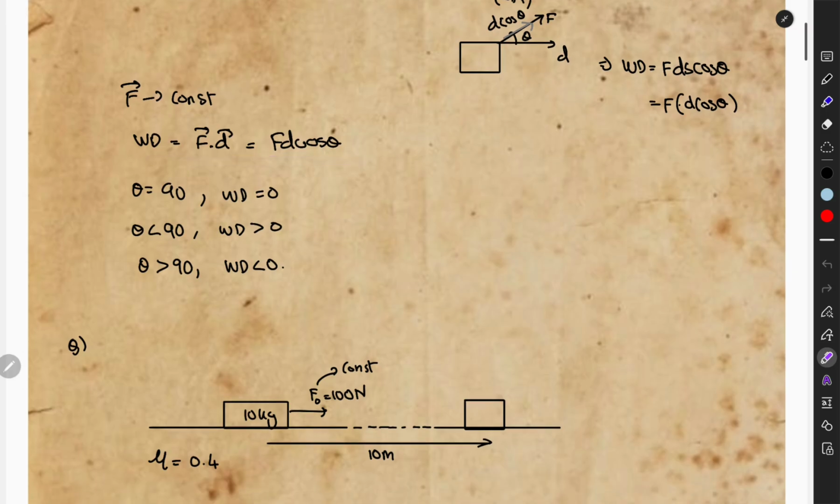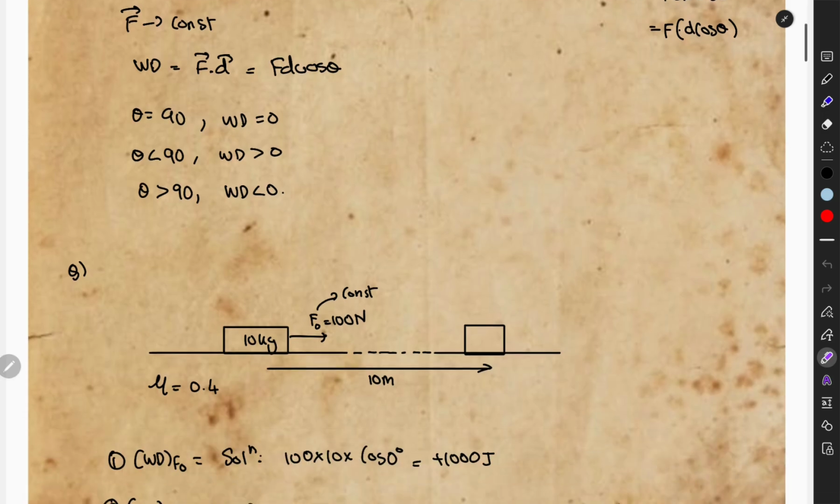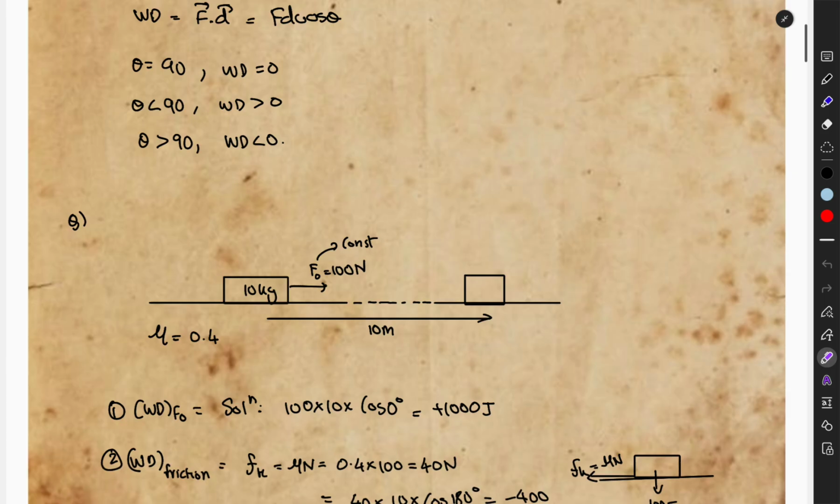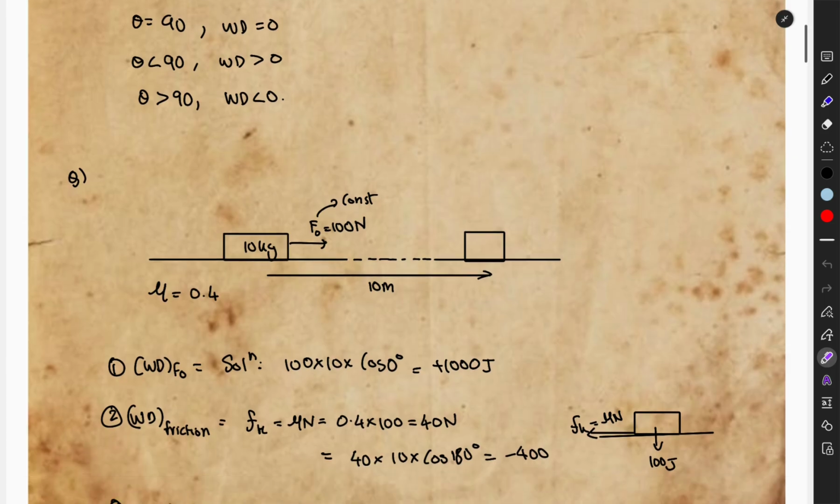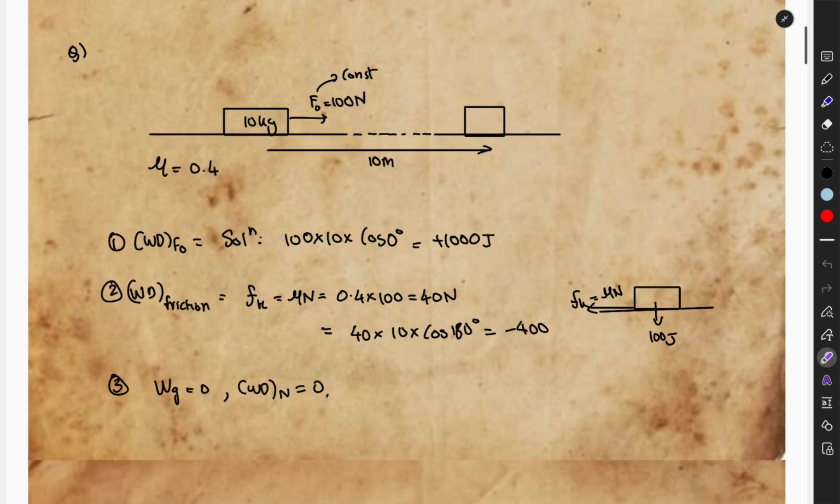By applying the formula, we observe that when theta is equal to 90, work done will be equal to 0. When theta is less than 90, work done will be greater than 0, and when theta is greater than 90, work done will be less than 0. Fine, sorry, before I said 90, it's 0, right? Work done will be greater than 0. Okay, so let's see a question on that.